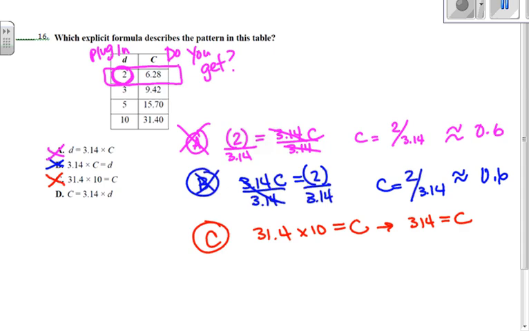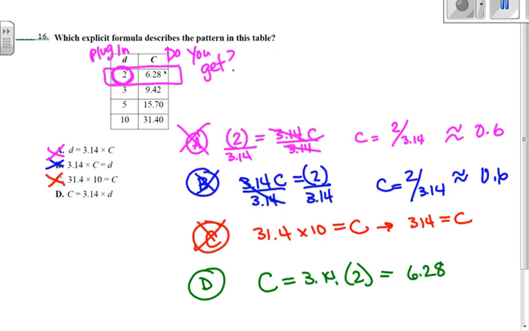Well, process of elimination tells you that probably then D is, but I kind of like to check it just to make sure. So C is equal to 3.14 times D, which we're calling 2. And 3.14 times 2 is 6.28, which does match right there. When you plug 2 in, you get 6.28, so the answer is D.